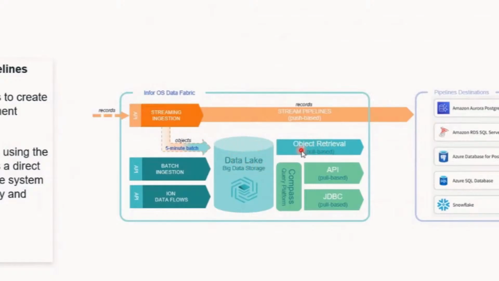And if you want, you can continue consuming that data by querying it with Compass, retrieving it transformed with Compass, or retrieving the objects with the object retrieval API. You can use ION to retrieve that data. You can also use the ETL client. So the concepts have remained the same within the data lake.